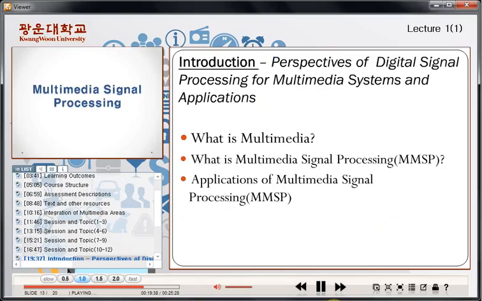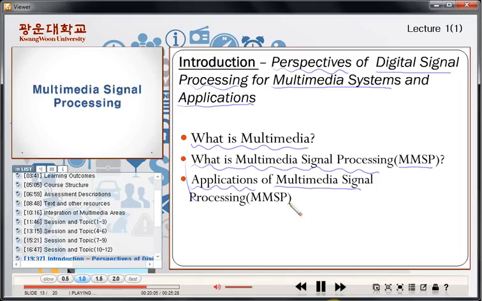Okay, now I'd like to introduce the topic, perspectives of digital signal processing for multimedia systems and applications. There are 3 categories. First one is what is multimedia? And second, what is multimedia signal processing, MMSP? And third is applications of multimedia signal processing. Okay?